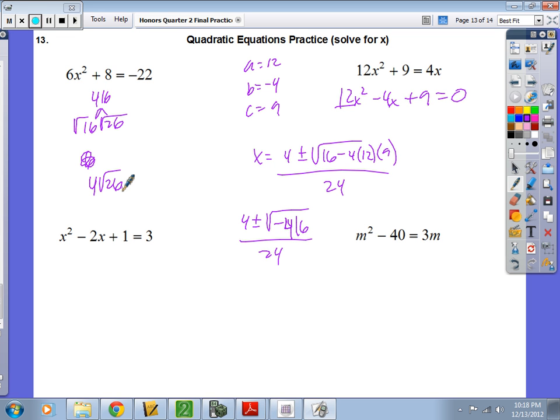But it's negative, so I know it's imaginary. I'm going to go 4 plus or minus 4i times the square root of 26 all over 24. 4, 4, and 24 can all be divided by 4. So 1 plus or minus i times the square root of 26 divided by 6.